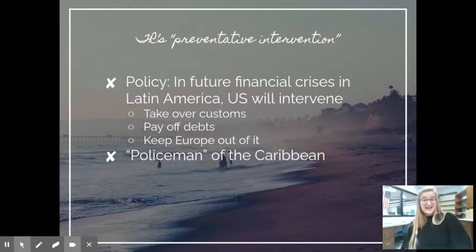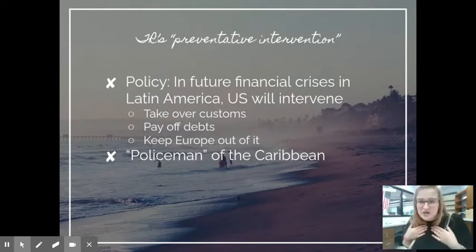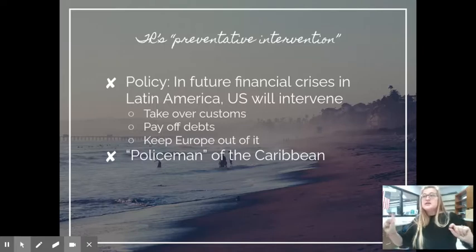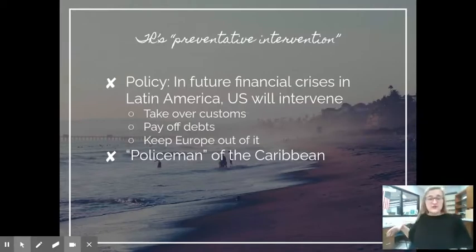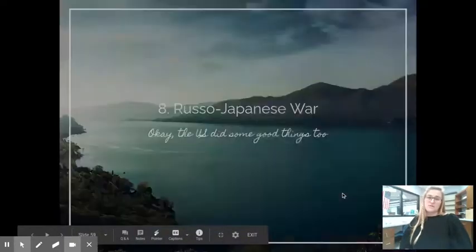And basically, it says in future financial crises in Latin America, it's America's job to bail them out. No more Europe helping them with debts. We're going to pay off their debts to Europe. And when you pay off someone's debt, if someone's in debt to you, it's kind of like they owe you. It's kind of like you have some control over them. We're going to take over customs in those areas. We're going to make sure nothing bad is going in or out. We're the policemen of the Caribbean Sea. We are in charge. That's the Roosevelt corollary to the Monroe Doctrine.